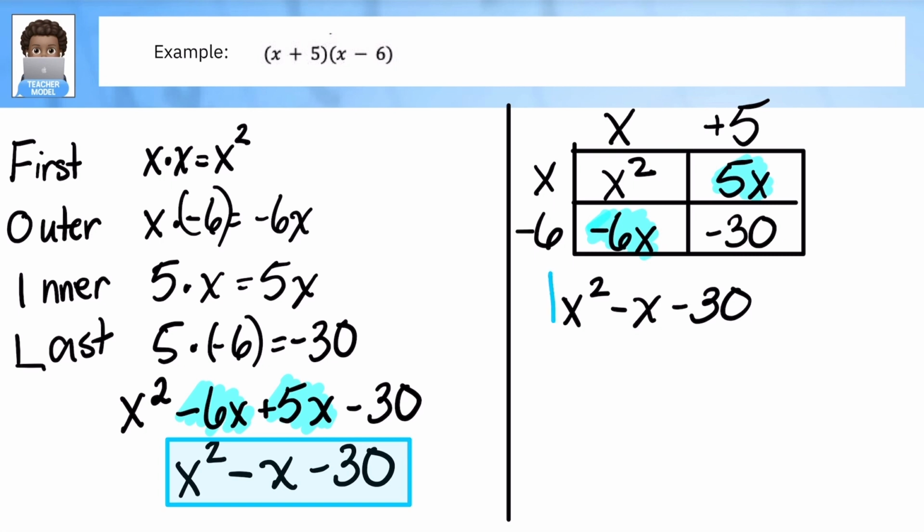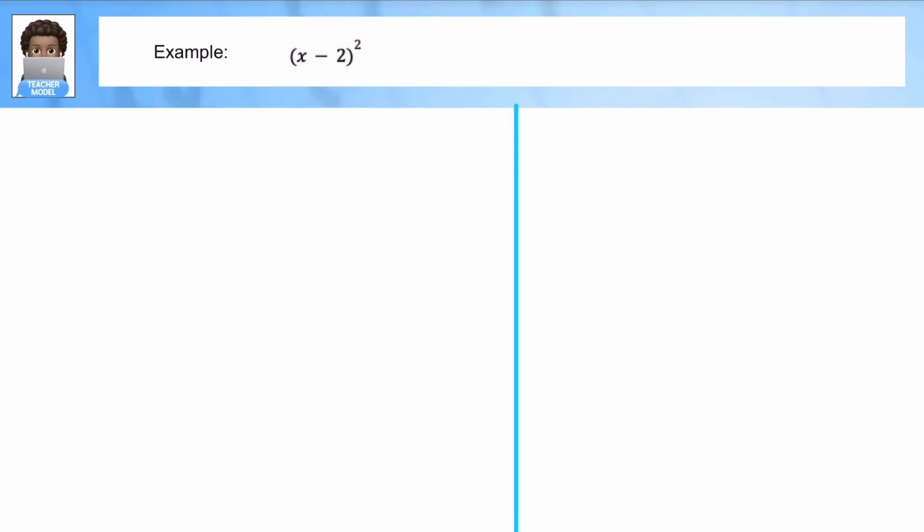I think I spent more time explaining it than doing it. That's the funny thing about this. All right, so hit pause and jot this down. And we're going to try another one together.